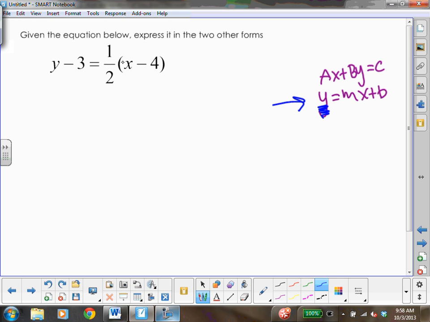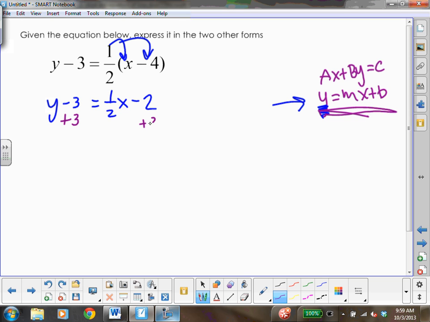So the first thing I'm going to do is get rid of the parentheses and distribute the 1/2 to both numbers. 1/2 x, and 1/2 times 4 would be -2. And so now I need to isolate the y value completely, so it is in the proper form, y equals mx plus b. So I'll add 3 to both sides. -2 plus 3 would be +1. So that's slope-intercept form.